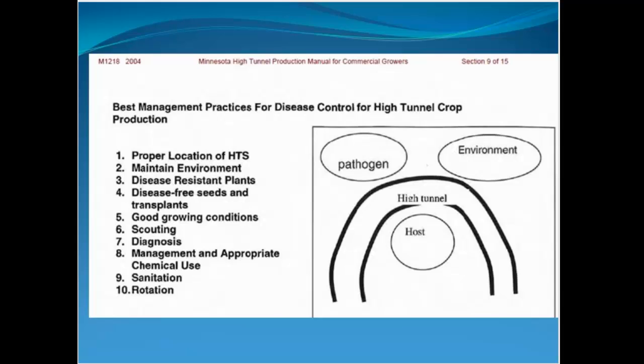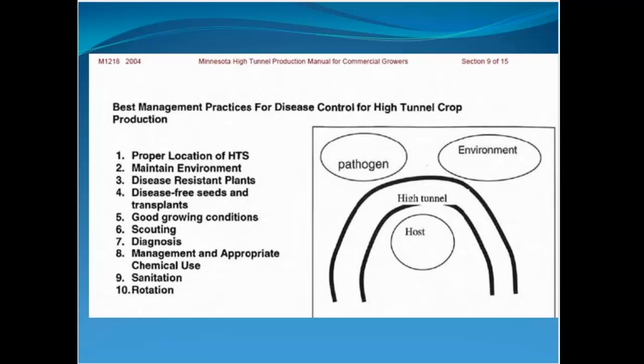So choose a location where you're going to have good drainage away from the tunnel and never have water actually running back into the tunnel. That water running in does two things. One, it floods the soil, which is not very conducive for plant growth, and secondly, it may well be carrying pathogens from outside to inside the structure, which is going to result in an increase in disease.